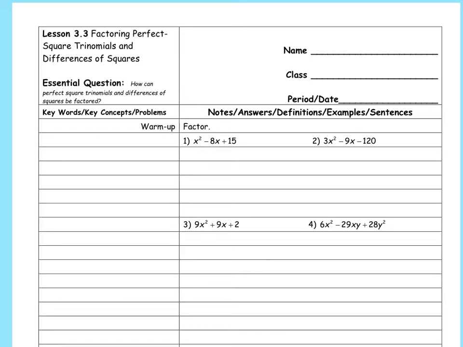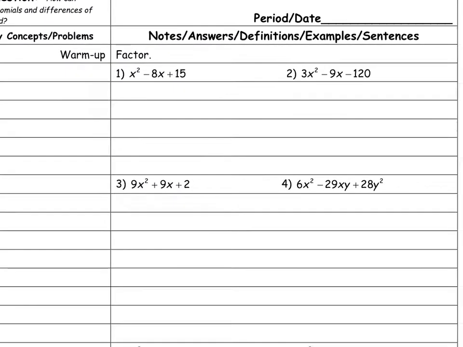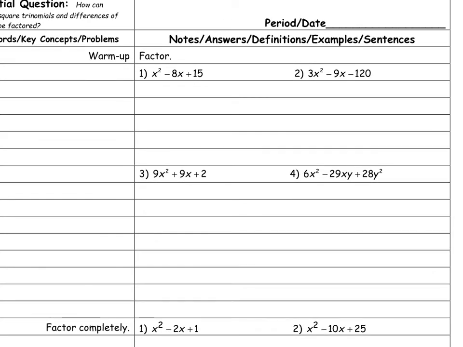Okay, guys, so this is just a review of last lesson. I'm just going to go over it really quickly. Maybe it'll be really quickly. I need two numbers that multiply to be 15 and add to be -8. Well, that should be -5 and -3. So x minus 5 times x minus 3.